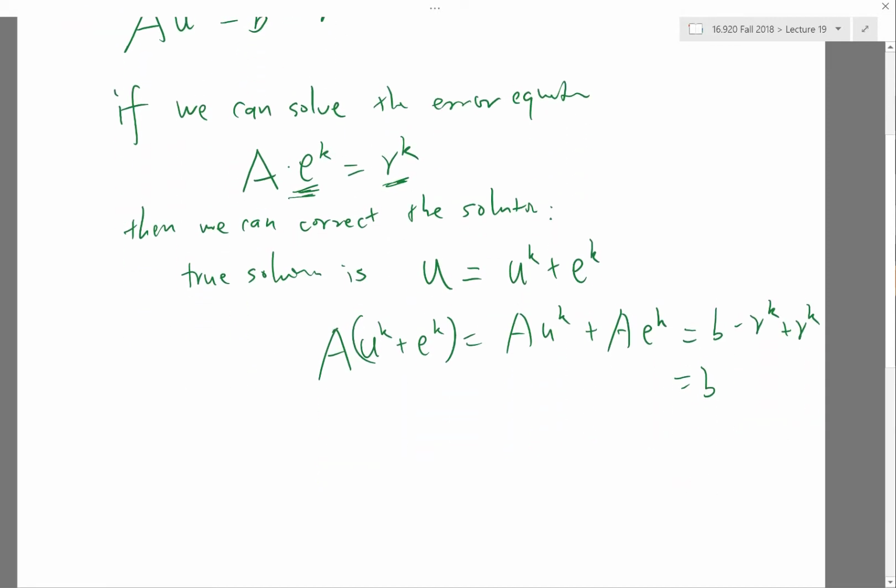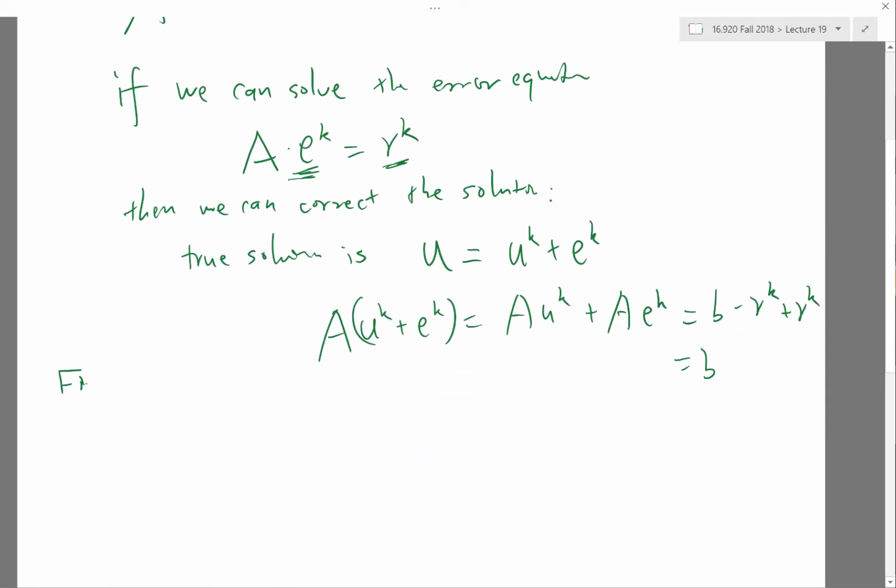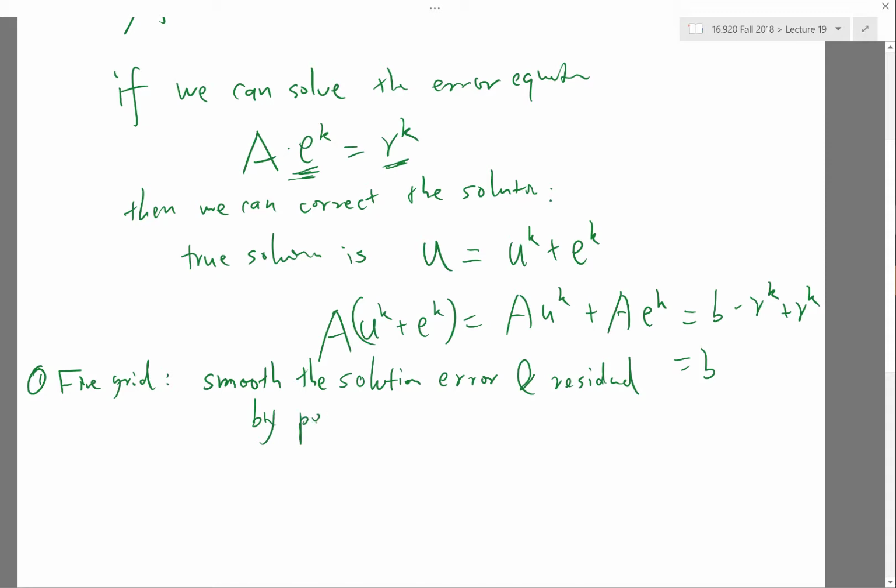Right, so the procedure is, first step, on the fine grid, smooth the solution. And when we say smooth the solution, we actually mean smooth the solution error and the residual. How do we do that? We do that by performing a few Jacobi iterations.